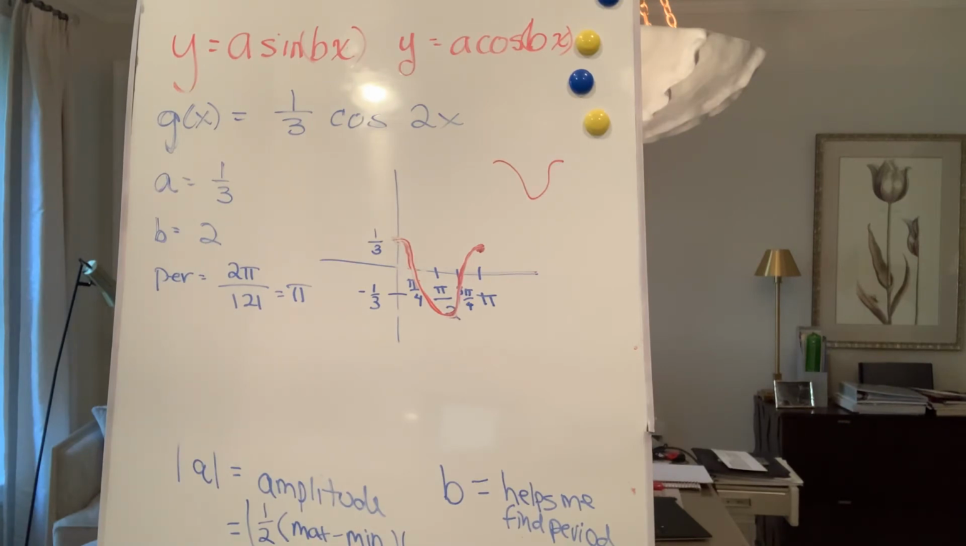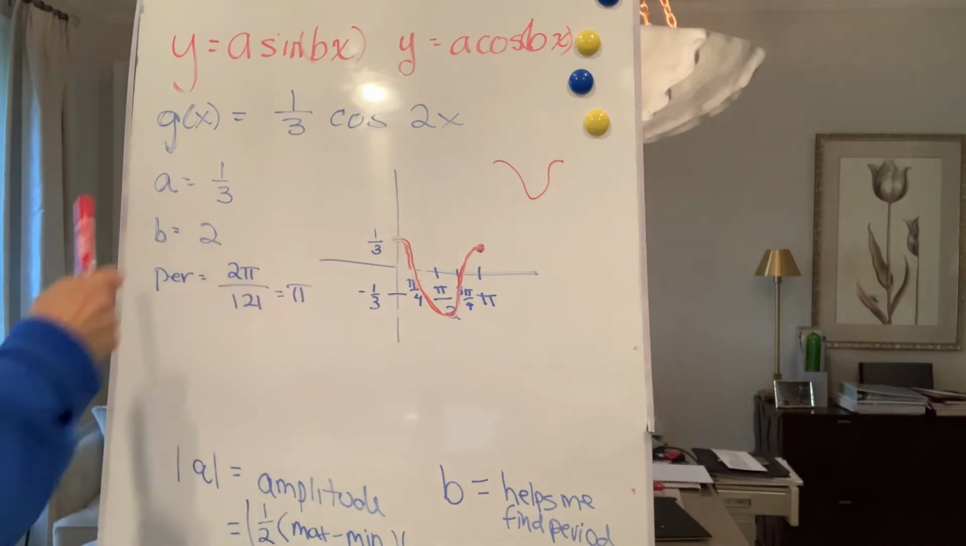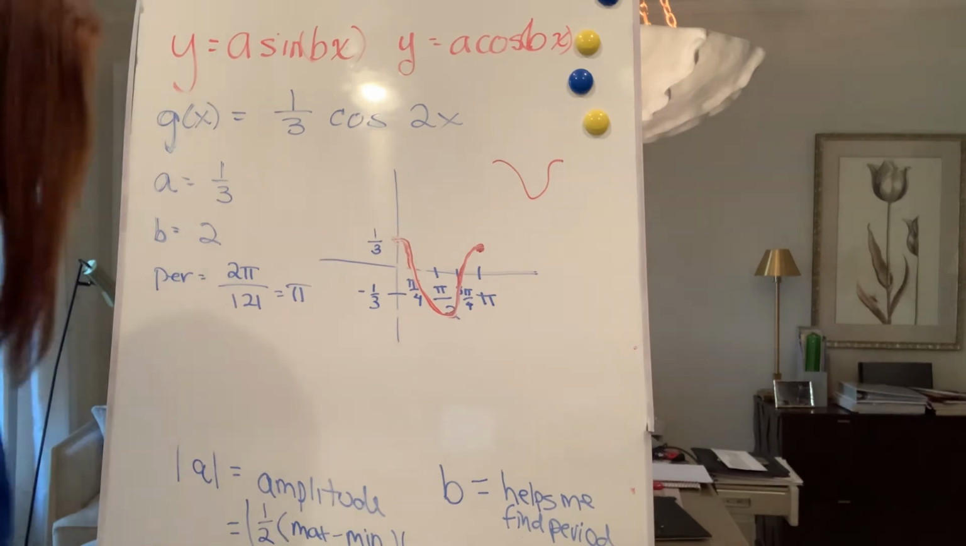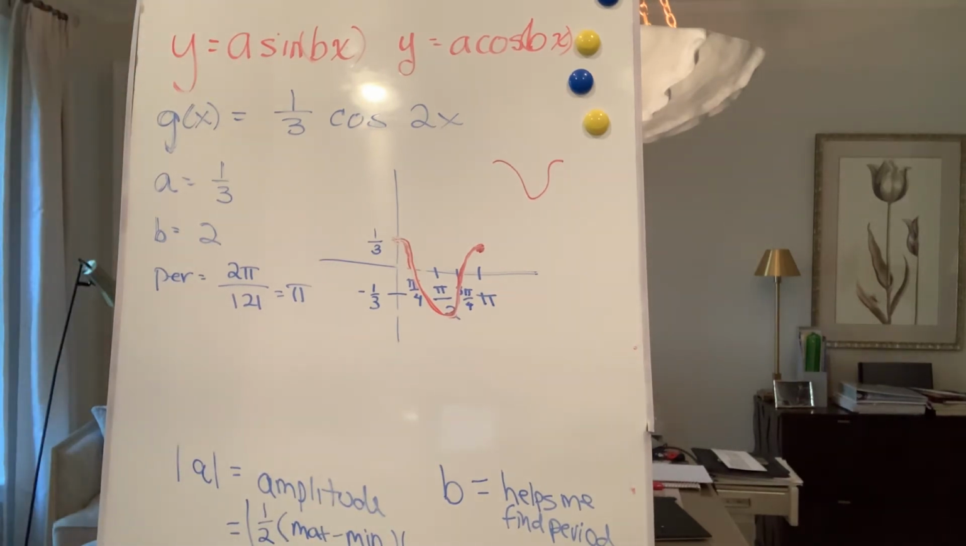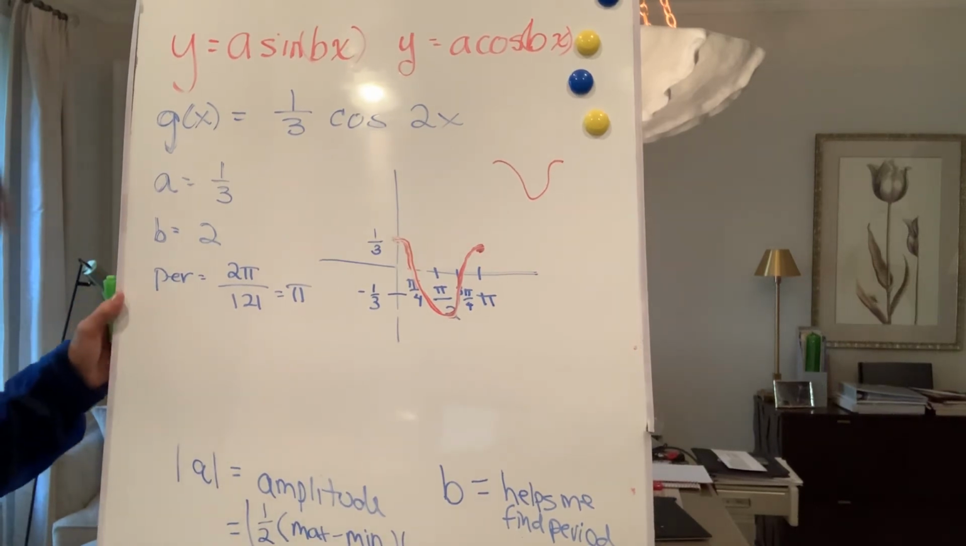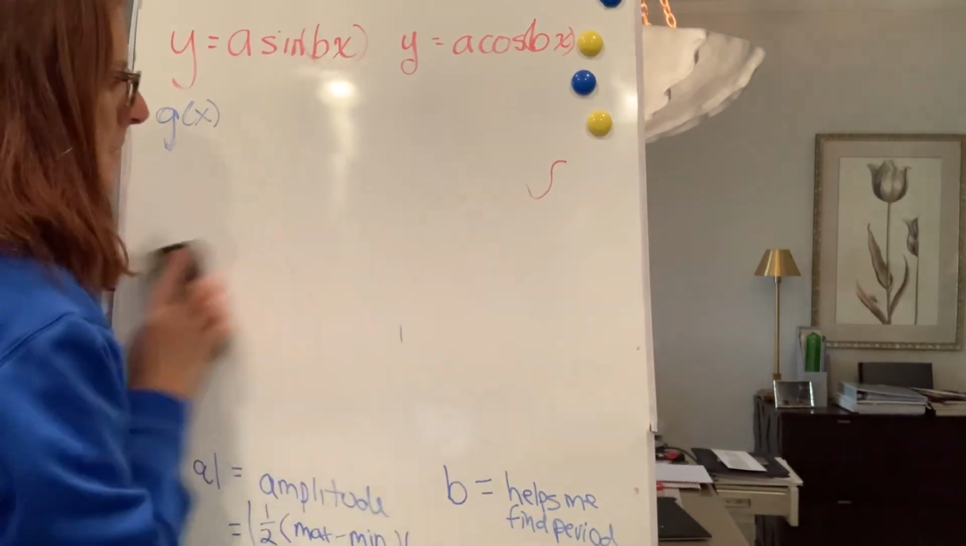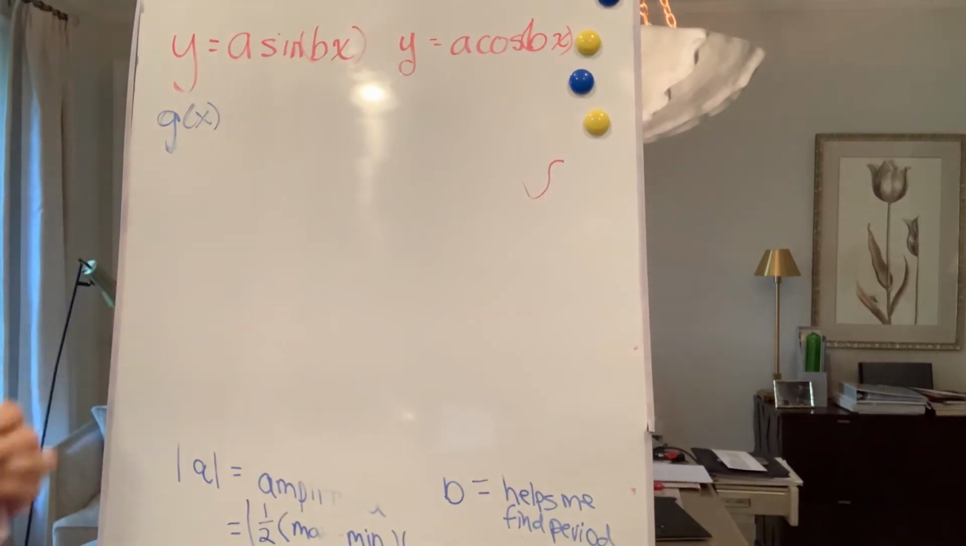All right, so that would be 1 period. And if I wanted to continue it, I could continue it in the positive direction, or I could continue it in the negative direction. All right, let's try another example that maybe has a different period. All right, let's try this one.